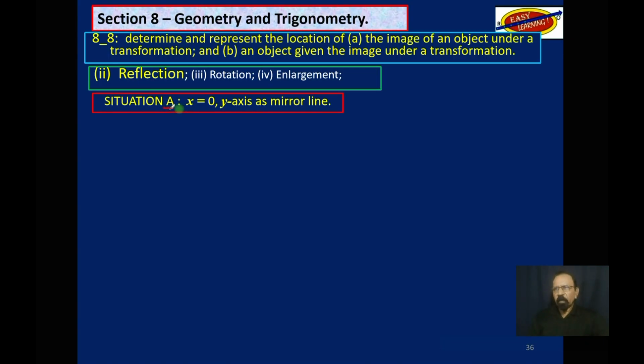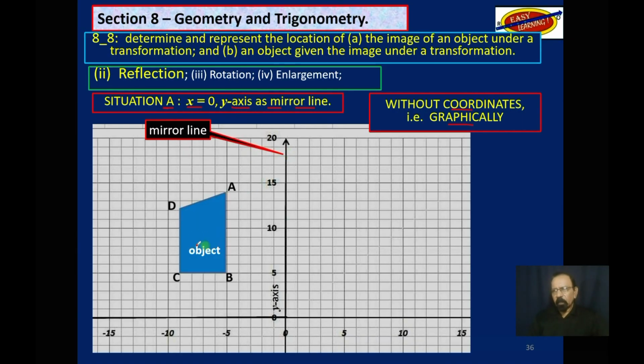For situation A, x is equal to 0. That is, the y-axis acts as the mirror line. First of all, we'll do it graphically without reference to coordinates, and then we'll see how it can be calculated. So if that is the mirror line, this is the object. We want to find the image graphically. What you will do is draw a line going straight across here. Make sure that line is perpendicular to the mirror line. Measure the distance from here or count the number of squares, and then measure that same distance or count the same number of squares to that point, which would give us A prime.